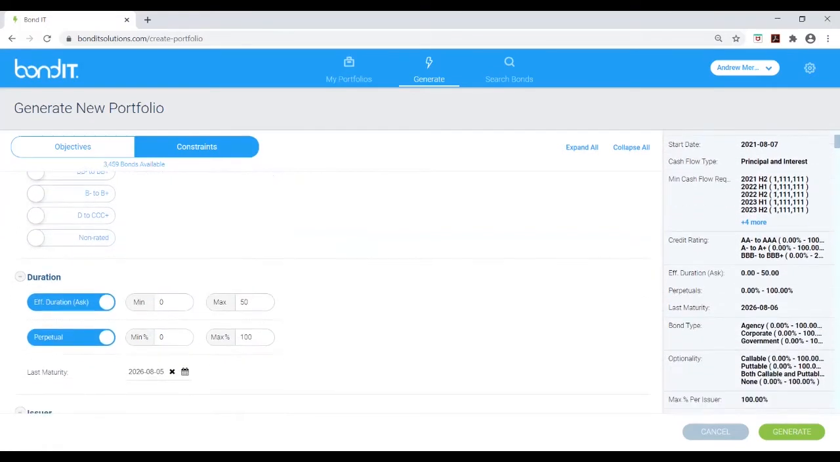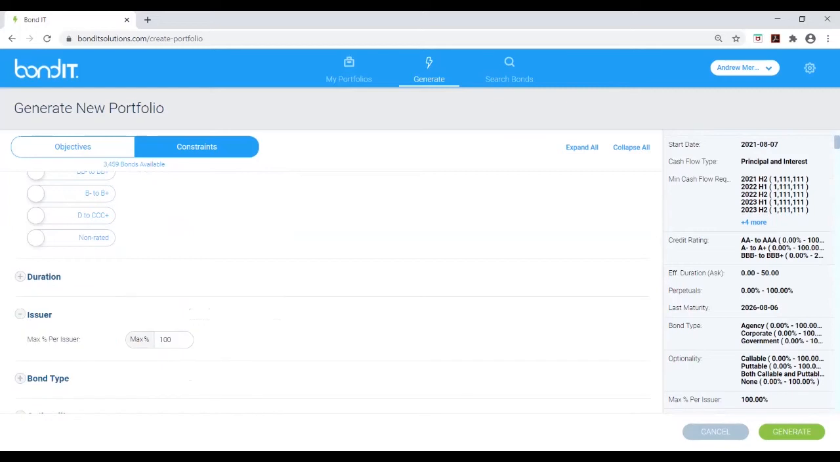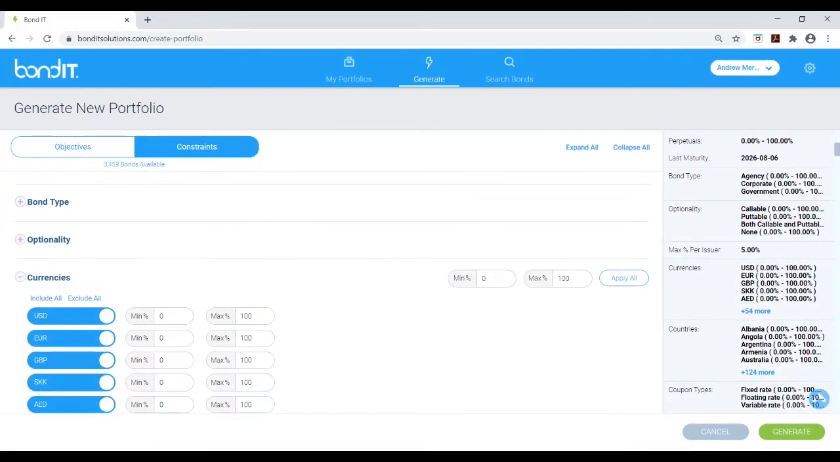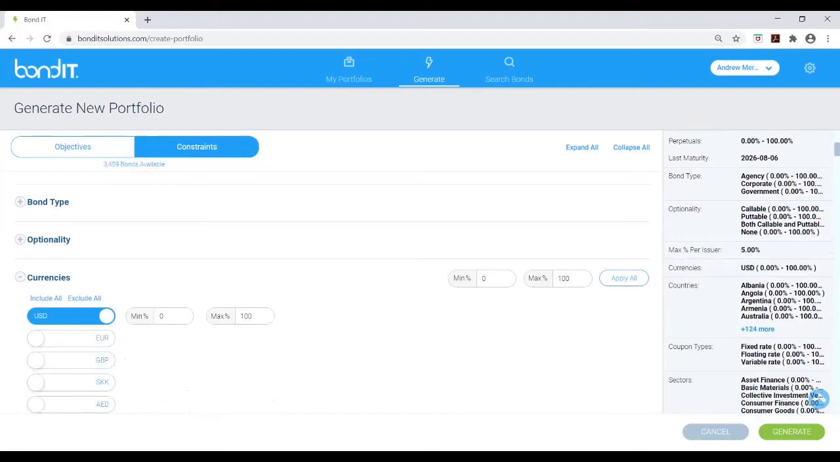Next, we see that the duration section has already been pre-populated with the final maturity we set while setting up the ladder at the portfolio level. We can then move to percent per issuer, where we can set a maximum of 5% to ensure nice diversification across a portfolio. For this portfolio, we'll choose to have the currency be completely US dollar, but we could choose to have any mix across any number of currencies and can do that also with simple one-click functionality.